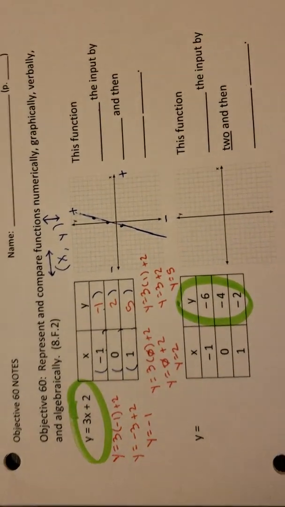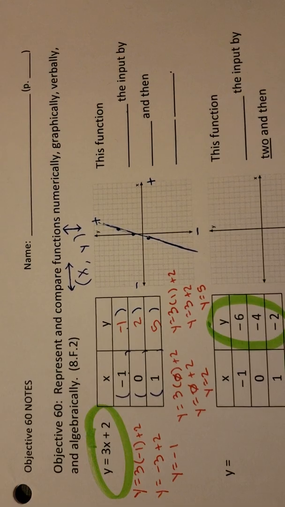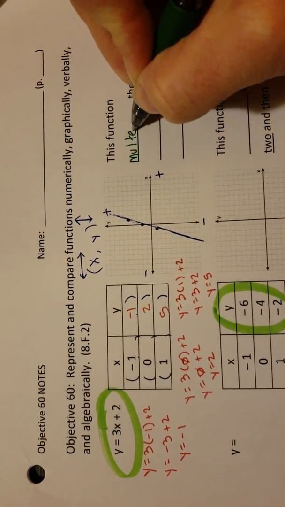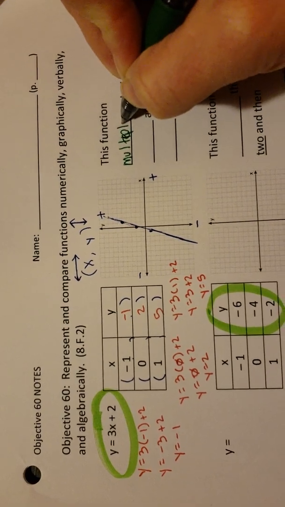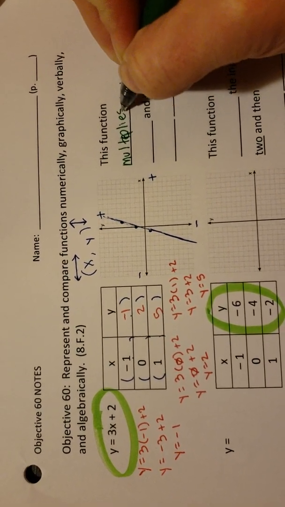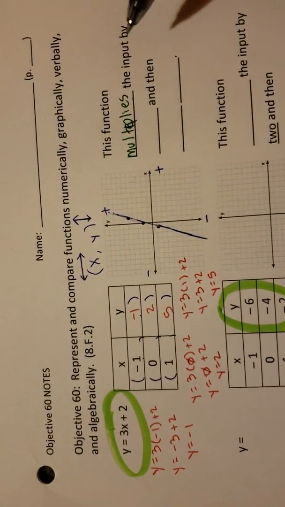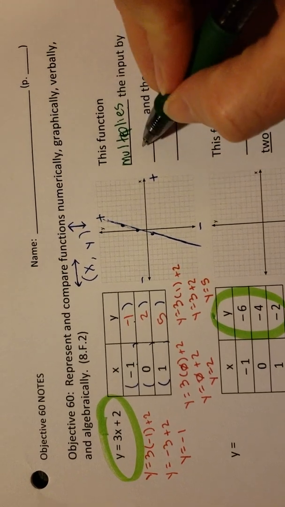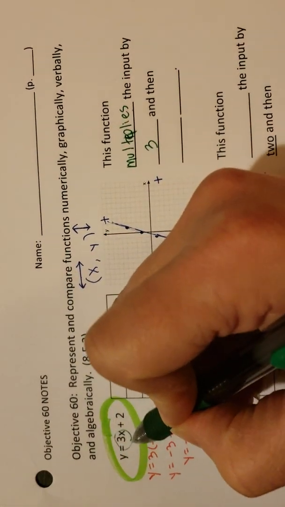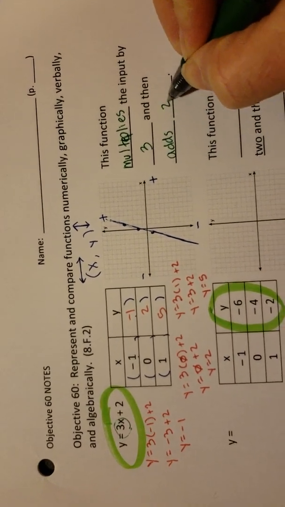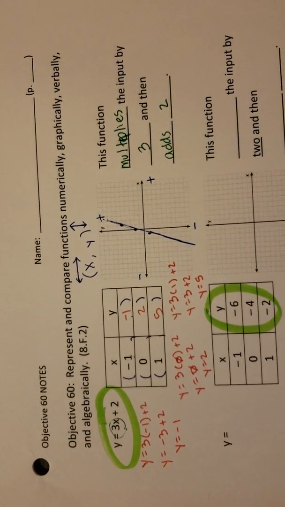And so now we can do the verbal part. This function multiplies. There's our first operation. Multiplies. That's an interesting way to spell that. I think that's right. It's really hard to think and talk and write and hold a phone at the same time. Multiplies the input by 3. So that's this part, and then adds 2. All right, so that's our first example.